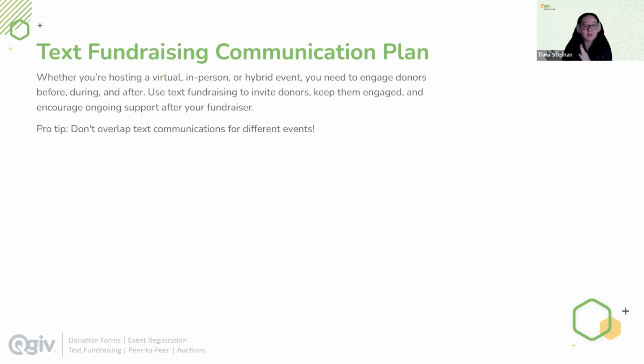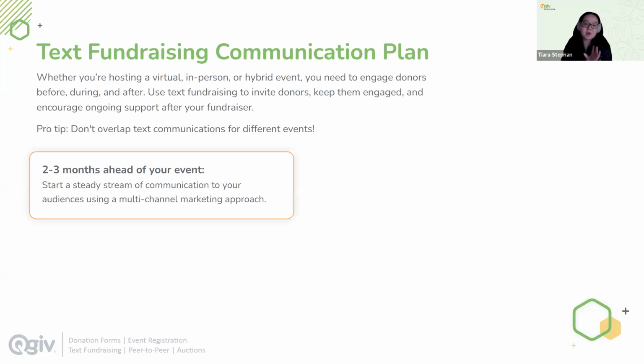So if you have multiple events going on in the same timeline, decide which one text fundraising makes the most sense for. Now, the first text that you want to send can be about 2 to 3 months ahead of your event. Multi-channel marketing means you can reach a majority of your donor base. So like we said before, text fundraising is a great way to reach your younger donors and let them know that your event is coming up.